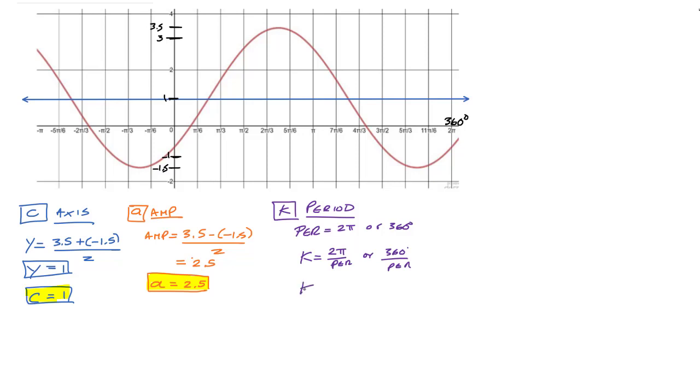So that means k is, what's 2 pi divided by 2 pi, right? Or 360 divided by 360. This is why k is going to be 1, right? There is no horizontal stretch. So no matter what, k is 1. It hasn't been stretched horizontally, because that's our normal starting period, right? 360 degrees, a full circle, or 2 pi. All right, so we got that.